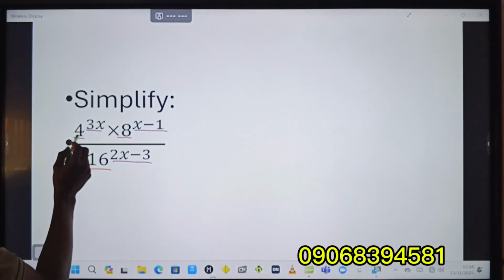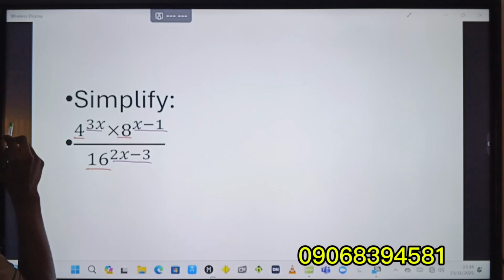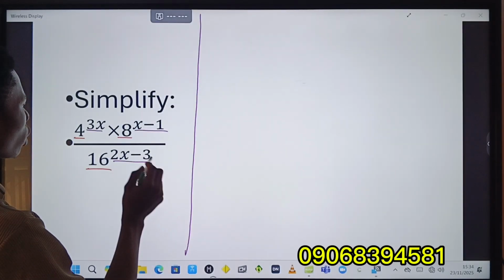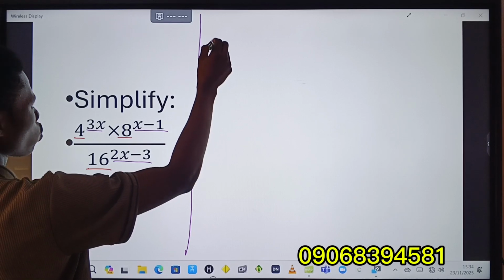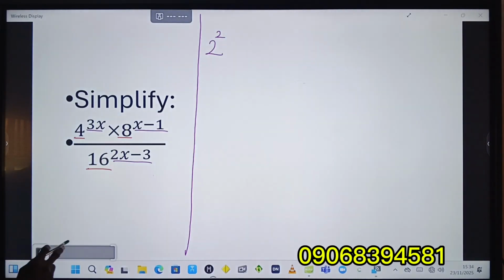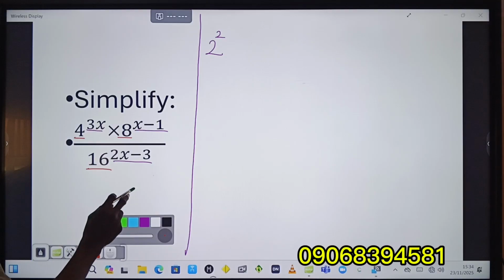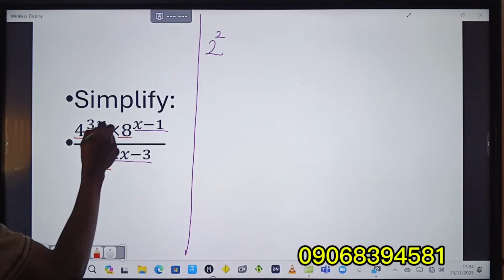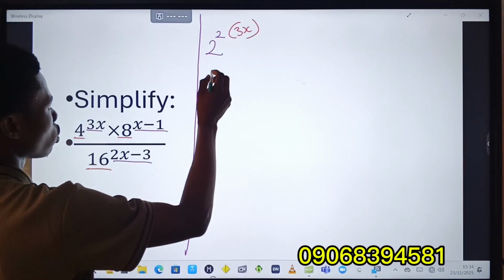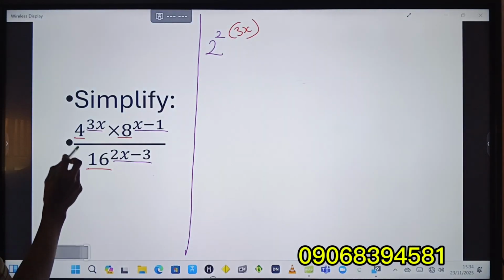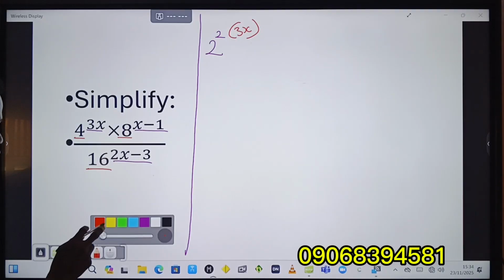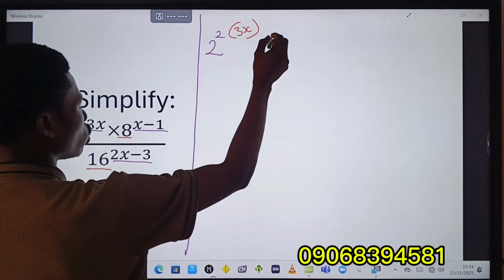Now check here. 4 here can be reduced to the simplest base. 4 is same thing as 2 raised to power 2, right? So this 4 is now 2 raised to power 2. But now that 4 had a power, that's 3x, right? So this 2 raised to power 2 is this 4. I want to use different colors so you know which is which.